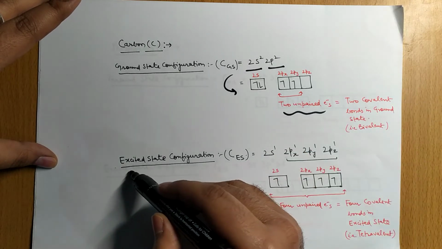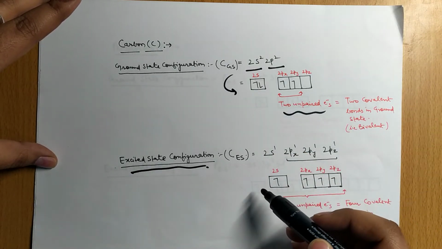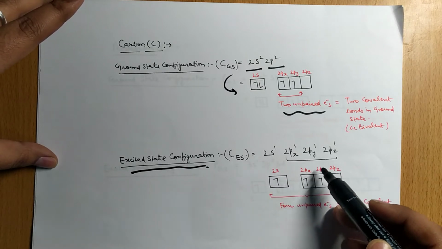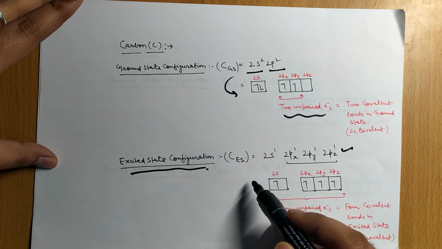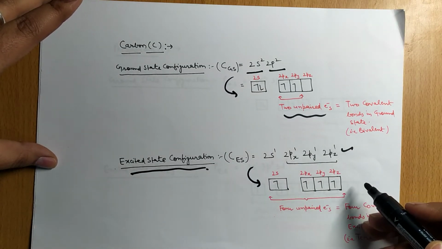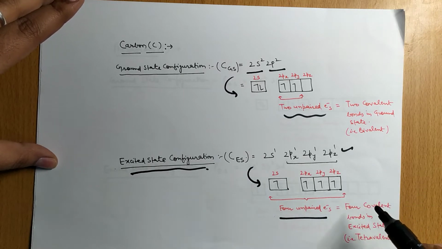So accordingly, we will write its excited state configuration, which is 2s1, 2px1, 2py1, 2pz1. And again, on arranging these electrons into their respective orbitals, we will come to know that it has four unpaired electrons now. So we can easily say that it will form four covalent bonds in its excited state. That is, it is tetravalent in nature.